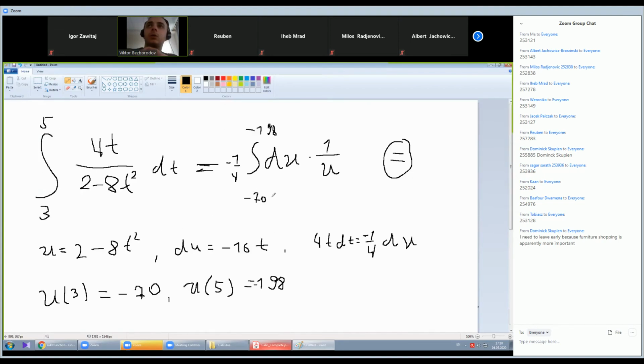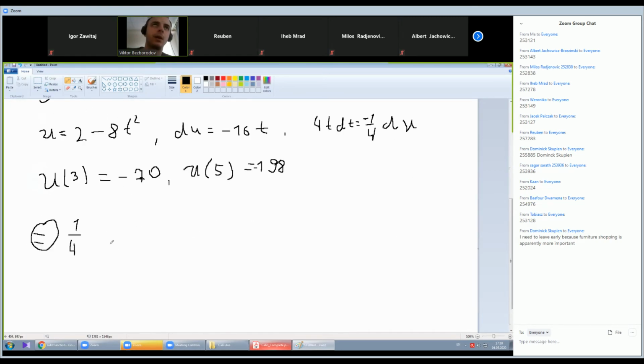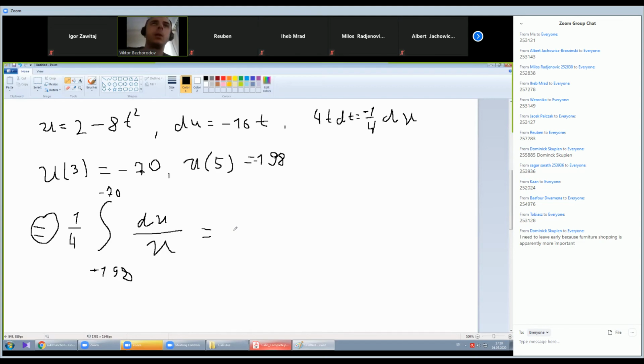First of all, -198 is of course smaller than -70. So let's reverse the order and change sign, right? We had a minus here, so I remove the minus. And then here is going to be the integral from -198 to -70 of du over u, right?